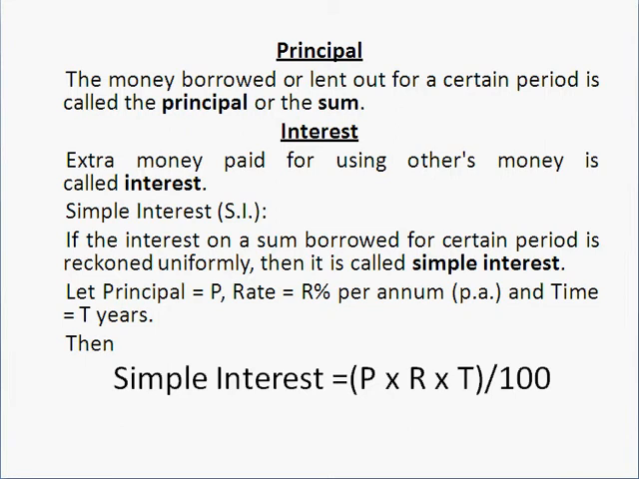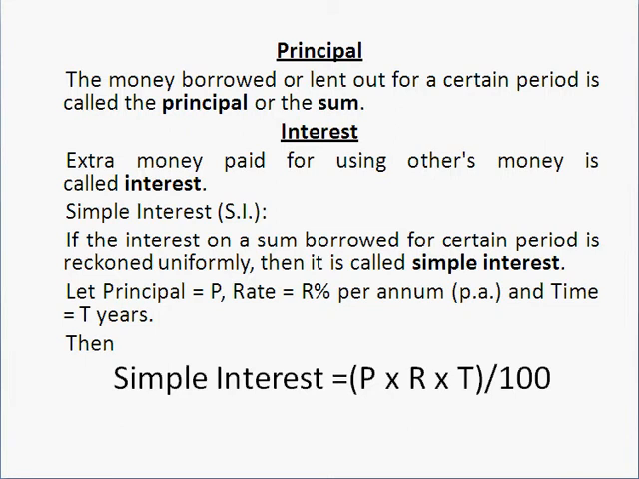If you use someone else's money, you have to give some additional money. That additional money is called the interest, and the money that you used is called the principal. Of course, at the end you have to return the principal as it is, but every month or every year you have to pay some additional interest because you are using someone else's money. So that's what interest and principal are. Today we'll be doing simple interest.